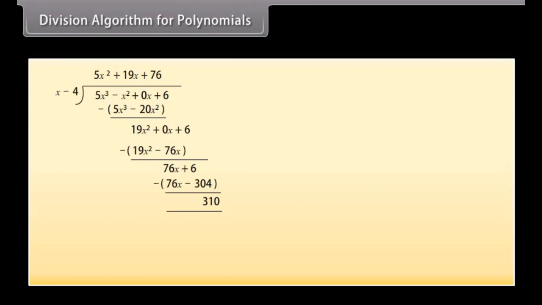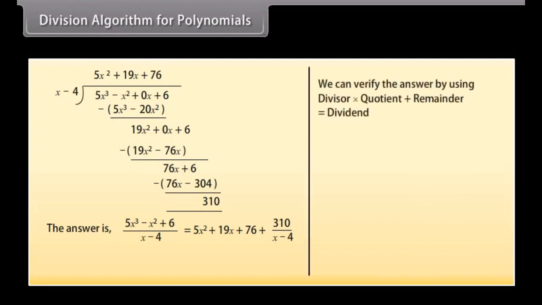Okay, now that we have got this done, let's remember how we write the actual answer down. The answer is (5x cube minus x square plus 6) upon (x minus 4) is equal to 5x square plus 19x plus 76 plus 310 upon (x minus 4). We can verify the answer by using divisor times quotient plus remainder is equal to dividend. If divisor times quotient plus remainder is equal to dividend, then our answer is correct.